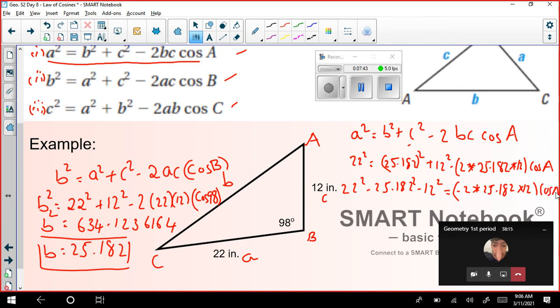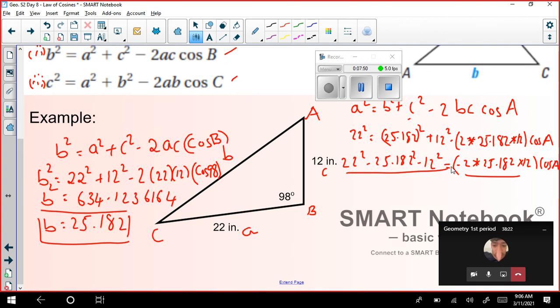Now you can simplify this portion in the calculator and just write it there. So 22 square minus 25.182 square minus 12 square is going to be minus 294.133124.